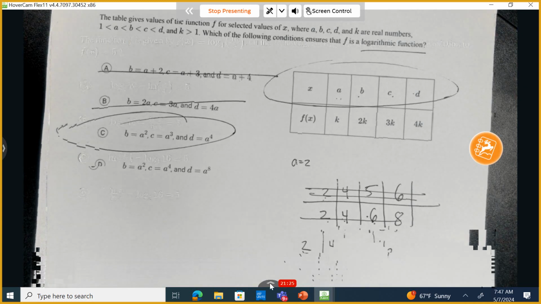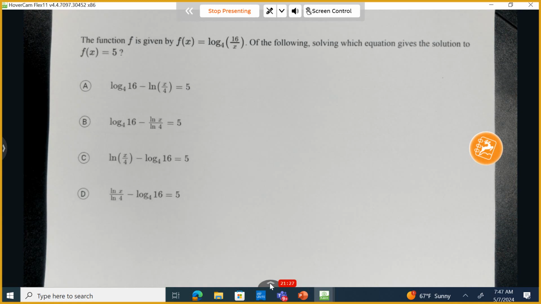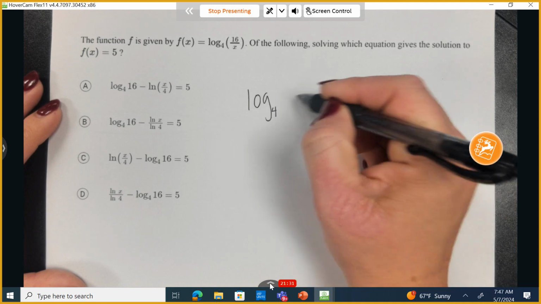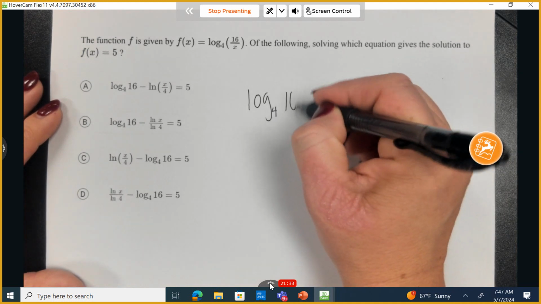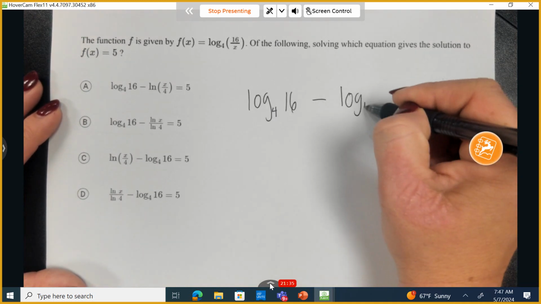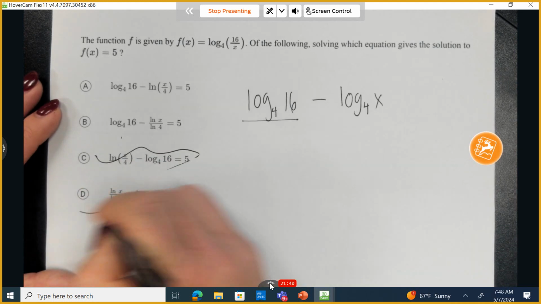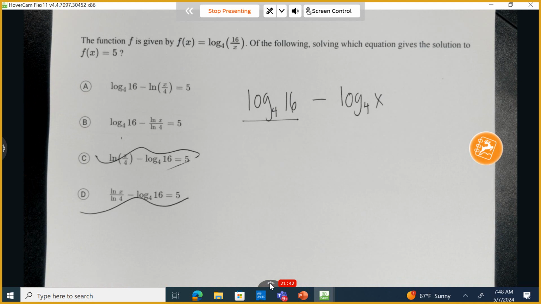So let's look up here, please. I want to expand this. So if I expand this, what does division turn into? Division turns into subtraction. So I'm going to start by looking like this. I like this in the front. I like this. I like this. I cancel out, and I've got a 50% chance of getting this right.